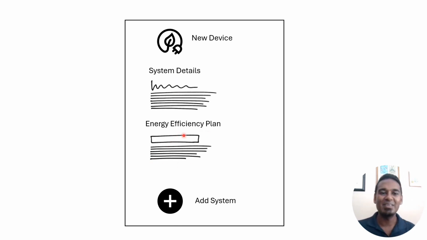The second thing is energy efficiency plan. So being able to specify, like I was saying, on schedule, manually, or autonomously, managing and monitoring the efficiency of the system and making sure that it's all working as expected. So once you have all the information inputted, then you'll add the system, and then it'll show up on the other screen.